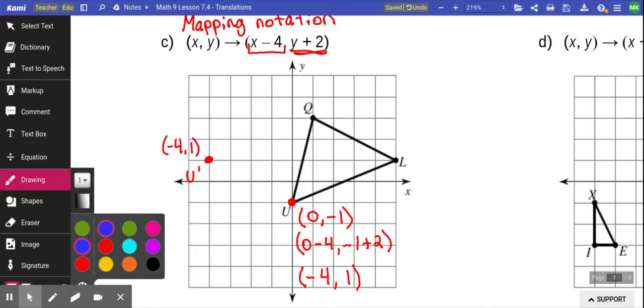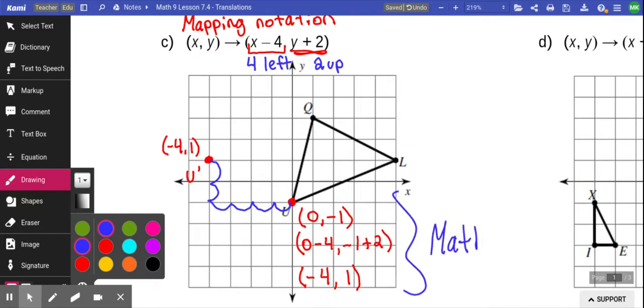But what you'll notice is that all they did was go 4 to the left, 1, 2, 3, 4, and then 2 up, 1, 2. So when you read this mapping notation, it's telling you 4 left because you minused 4 from your x values, and then 2 up because you added 2 to your y values. Now, mathematically, this is the math side of things. That's why they're writing it in such a weird notation, because they're saying take your x value for every point and subtract 4. That's the same thing as saying go 4 to the left. Right? This is just a mathematical approach to it.